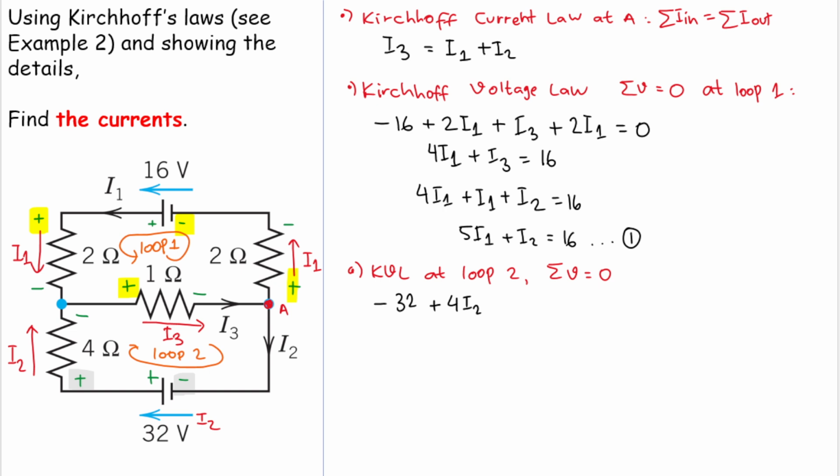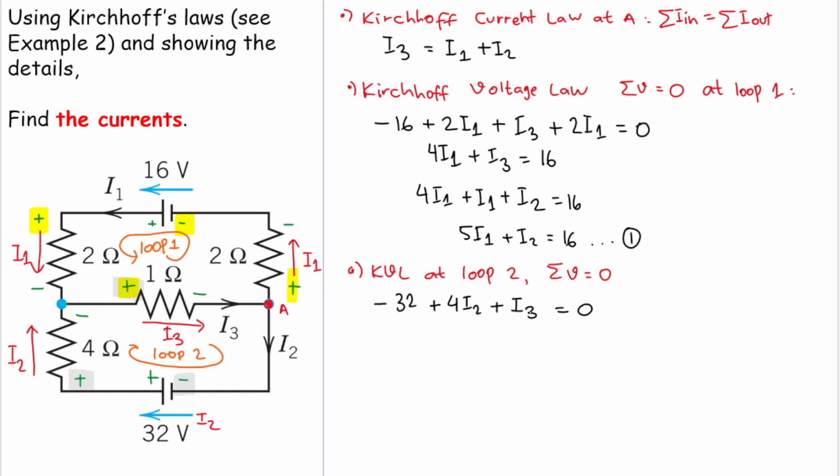Good. Now for the last component, we have this 1 ohm resistor here, also in loop 2. And the loop enters from the positive terminal here. So I will have a plus sign. And then we will have 1 multiplied by I3, that is I3. Okay, and all of that will equal 0. Good.